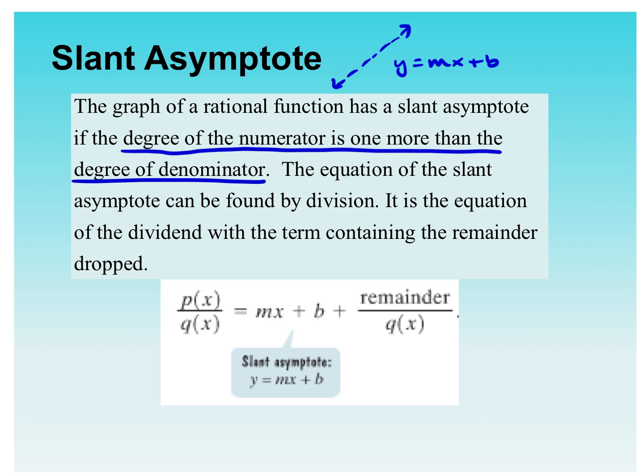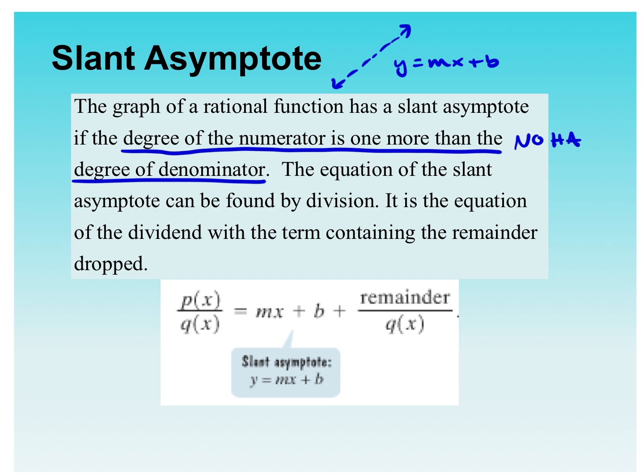If the degree of the numerator is 2 more than the degree of the denominator, you're not going to have a slant asymptote. It only happens when the degree of the numerator is 1 degree more than the denominator. And when we have a slant asymptote, this means that we have no horizontal asymptote, because when the degree of the numerator is more than the degree of the denominator, you have no horizontal asymptote.